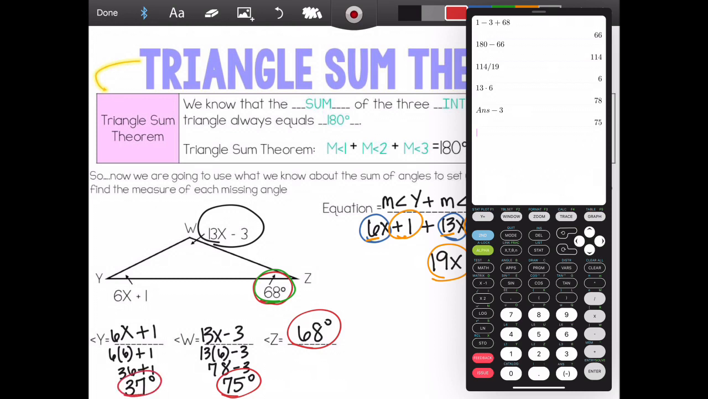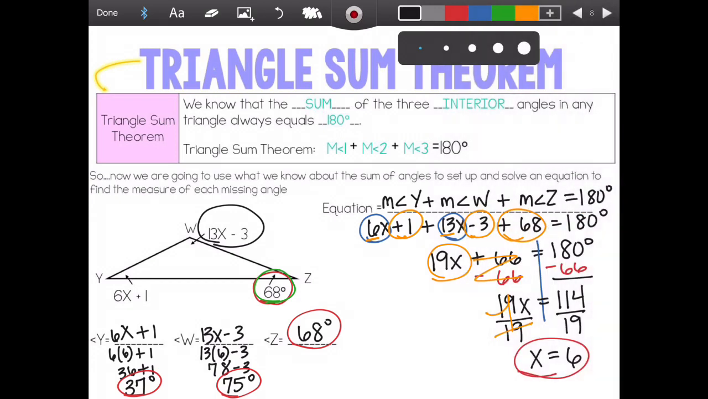So 68 plus 75 plus 37, yes, it's 180 degrees. So I know that my solution, so my angle measures are 37, 75, and 68.